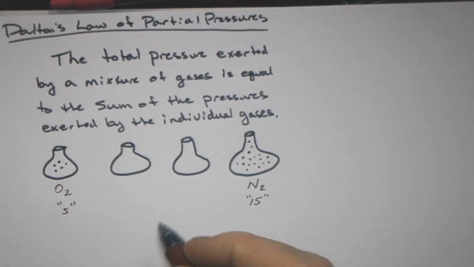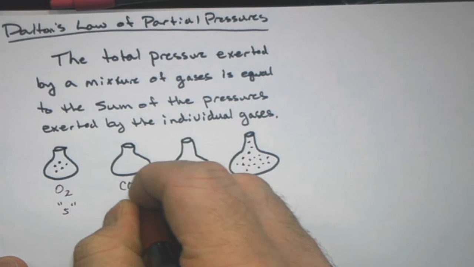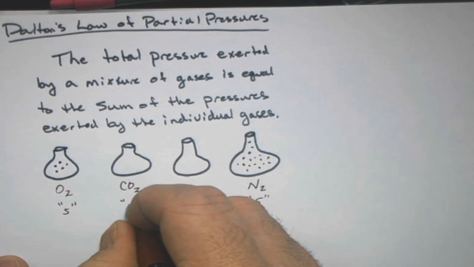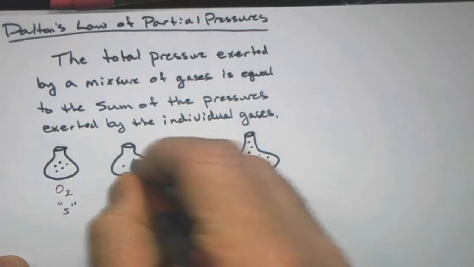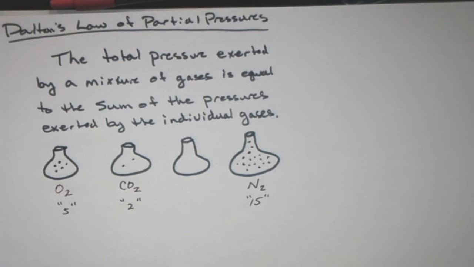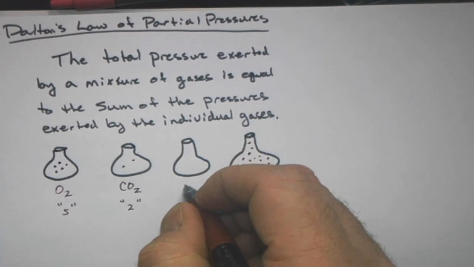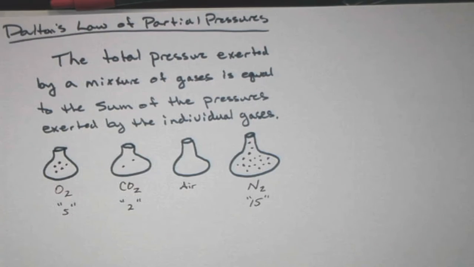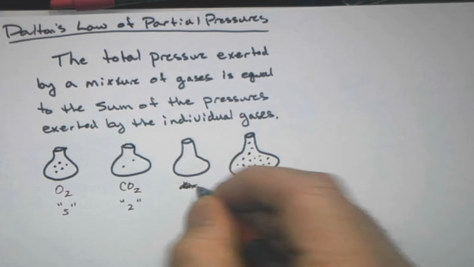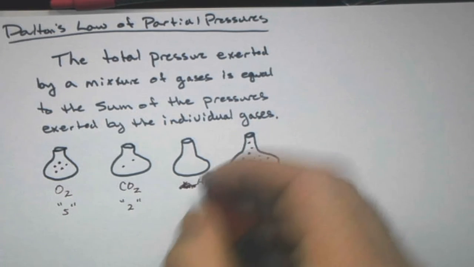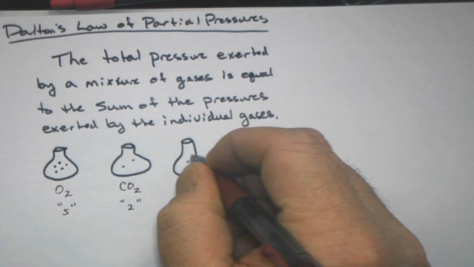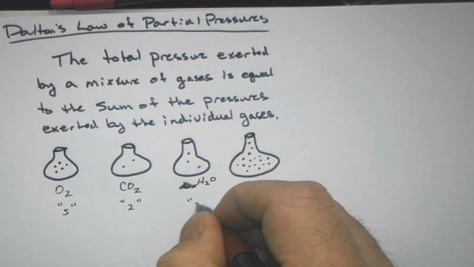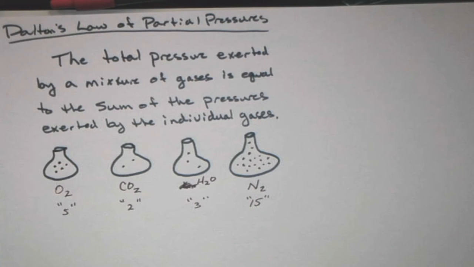Then we have some CO2 in this one, and this is going to have 2 molecules of CO2 in it. And then this is going to have a whole bunch of others. We'll call it water, and there are 3 molecules of water in that. Okay, are we cool here?